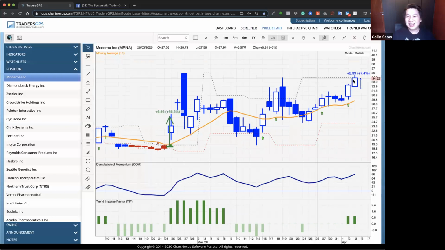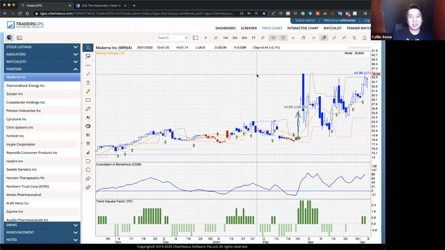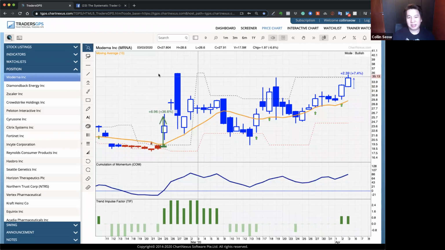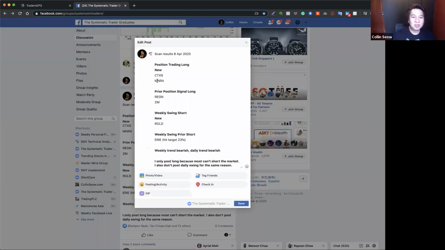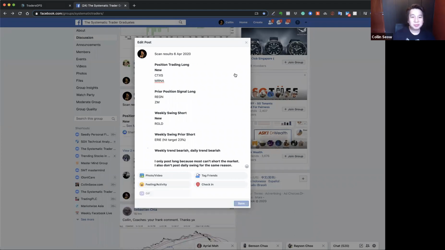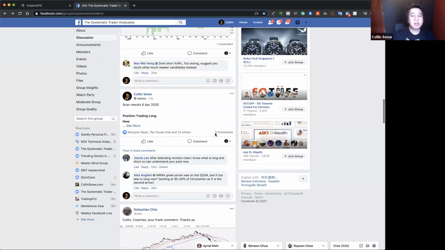mRNA. So this one, yesterday a signal, and then triggered already. I think there is some news. Potentially they have some coronavirus cure or something like that. But you look at the price, it looks like it's hovering around the resistance. So this is something you can look at. Any question? So these two stocks are potentially long.